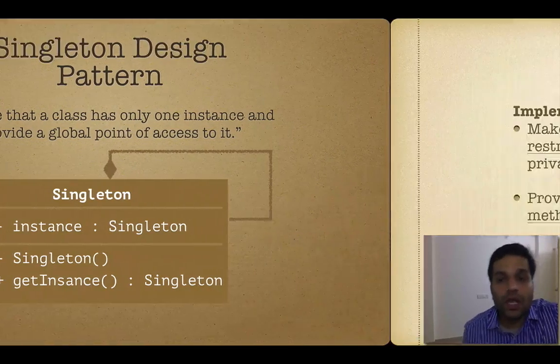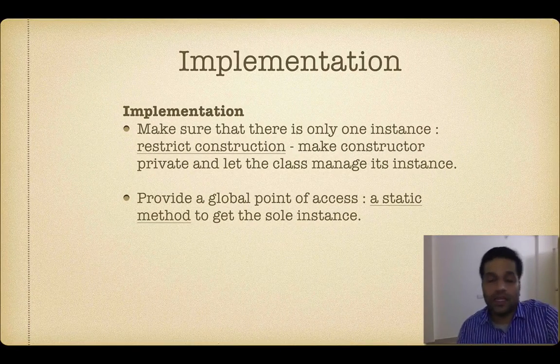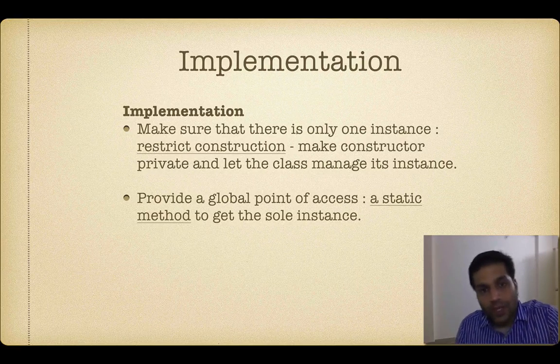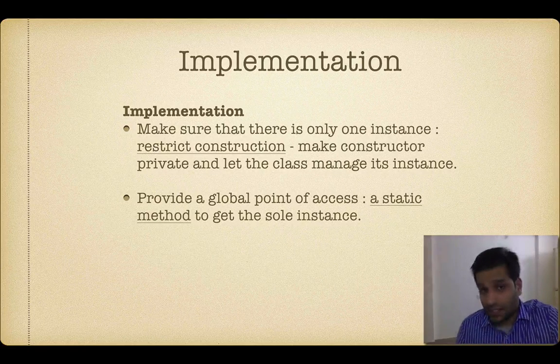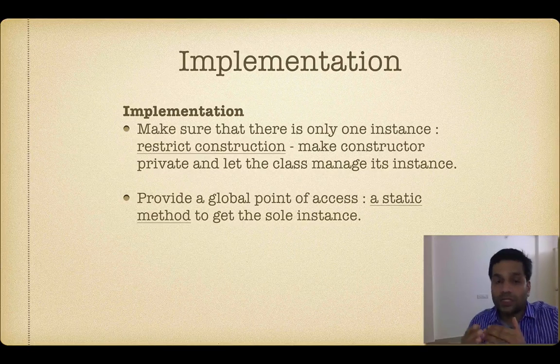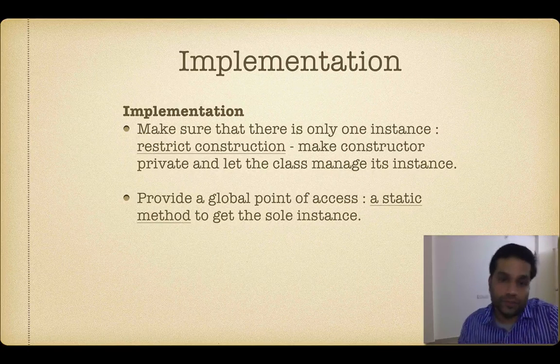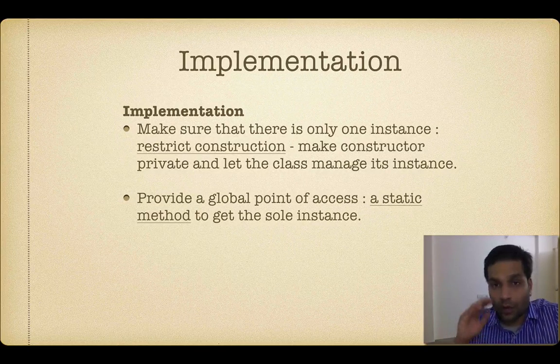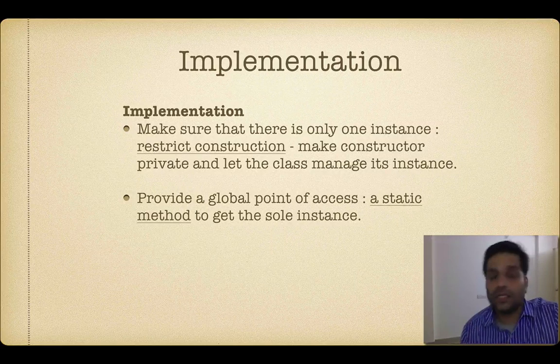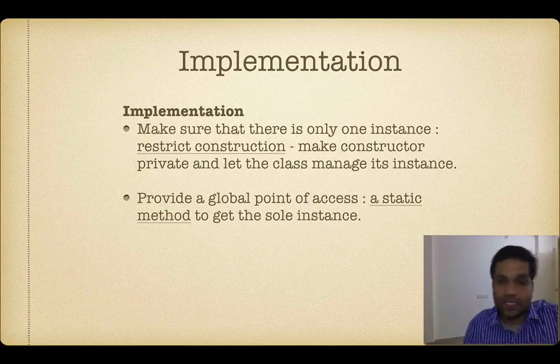So let's take a look at how we implement a singleton in a programming language like Java. The implementation basically has to follow these two rules. First is to make sure that there is only one instance, that is a sole instance. That means we will have to make sure nobody else is able to construct this class using the new keyword, so we will have to make our constructor private, and the class itself is going to manage its instance. The second point that we have to follow is that we have to provide a global point of access to the single sole instance. So we might have to define a static public API that will return the sole instance back to the caller.